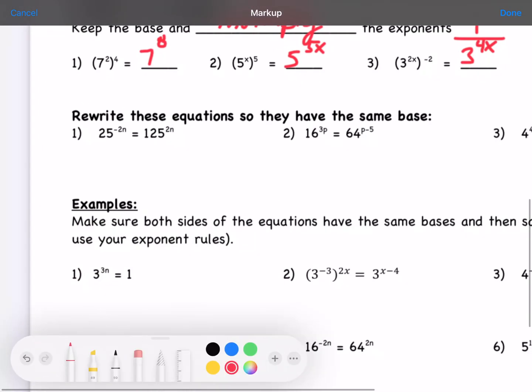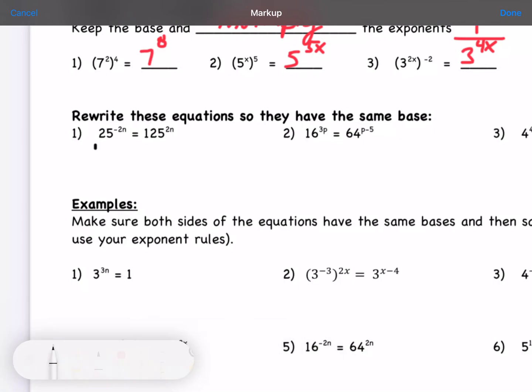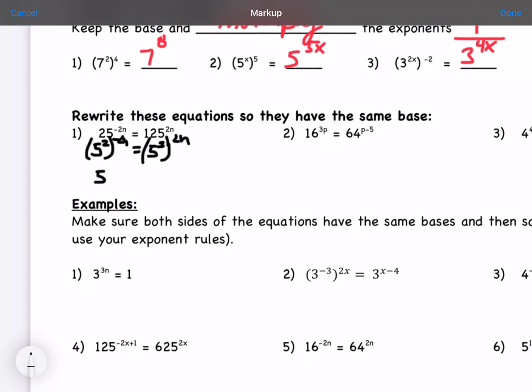All right, now it says rewrite these so they have the same base. We have 25 to the negative 2n and 125 to the 2n. So I want to use 5. So I have 5 squared raised to the negative 2n equals 5 cubed raised to the positive 2n. So I end up with 5 to the negative 4n is equal to 5 raised to the 6n.